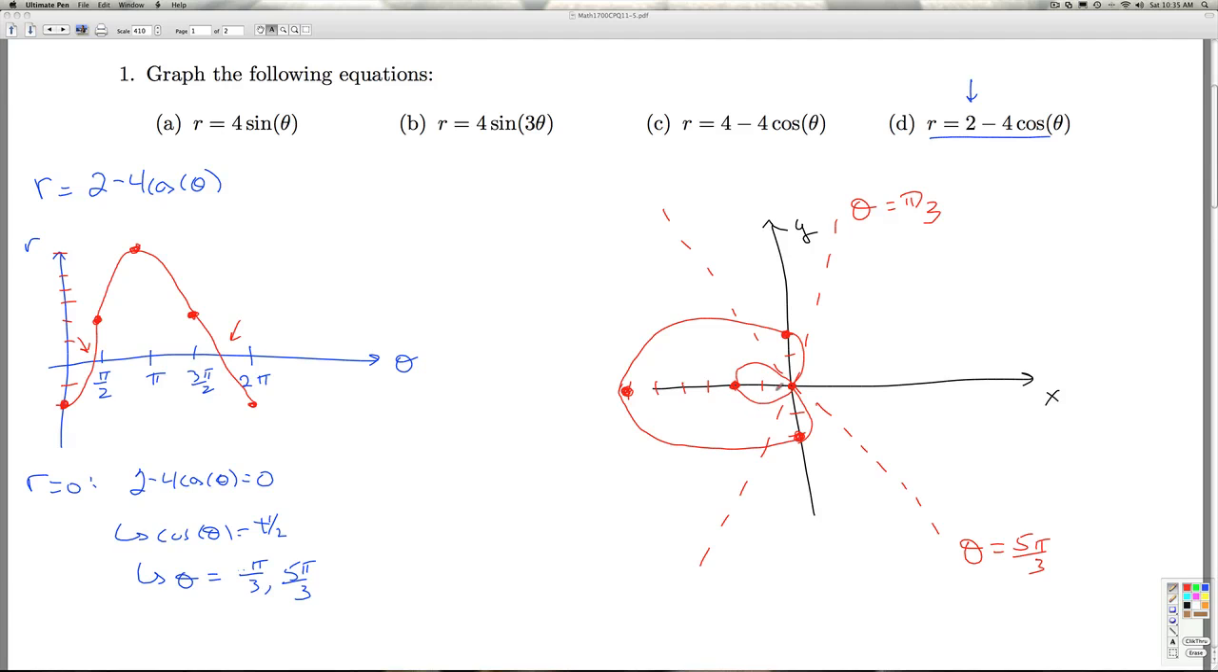And if you go on to calculus, we want to find the area of that inner loop. It's going to be important for us to know where that inner loop was traced out. So the inner loop was traced out here for the negative r values. Okay, so that'll do it for number 1.